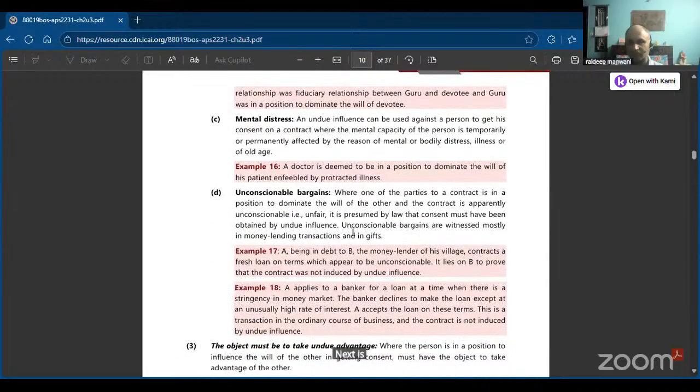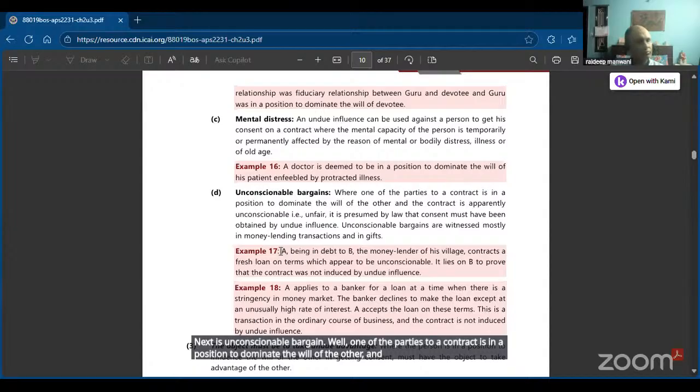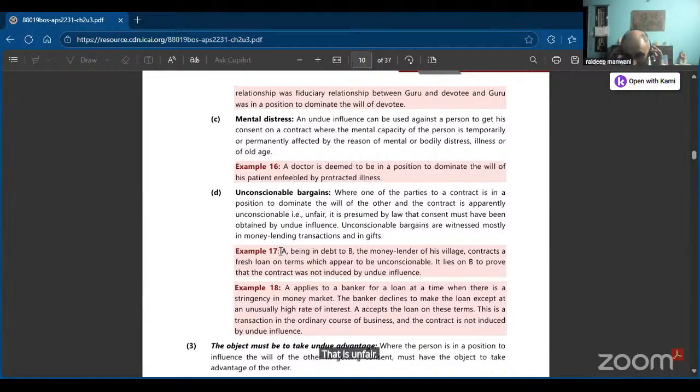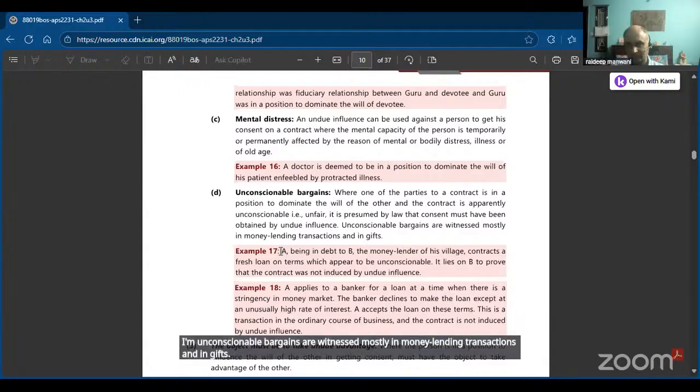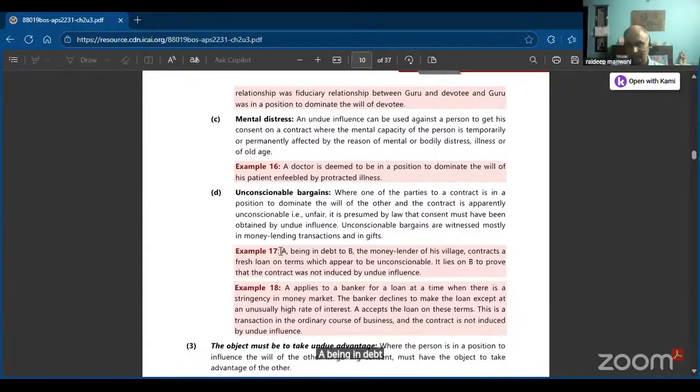Next is unconscionable bargain. Yeah, read it. Where one of the parties to a contract is in a position to dominate the will of the other, and the contract is apparently unconscionable, that is, unfair, it is presumed by law that the consent must have been obtained by undue influence. Unconscionable bargains are witnessed mostly in money lending transactions and in gifts. A, being in debt to B, the moneylender of his village, contracts a fresh loan on terms which appear to be unconscionable. It lies on B to prove that the contract was not induced by undue influence.